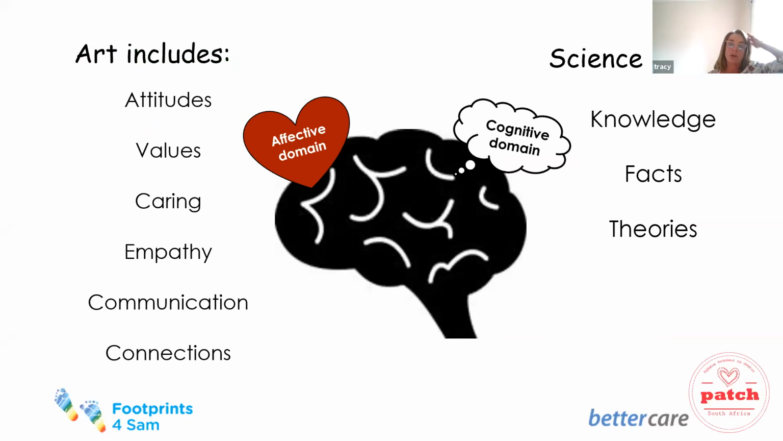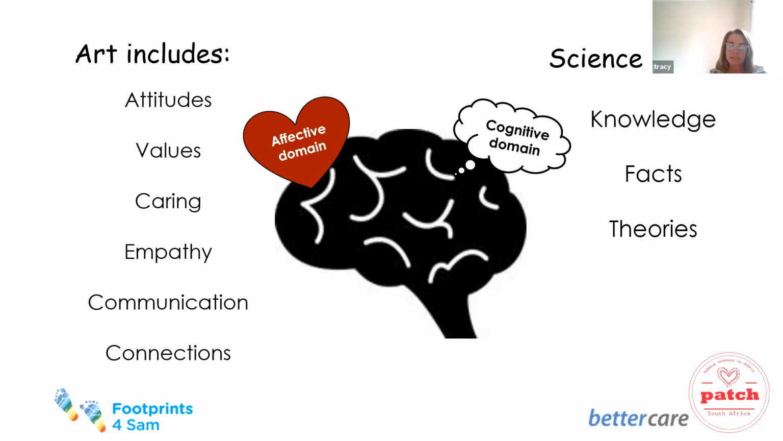And when we have a look at what science and art is, we think of the domains, how we learn. And when we look at what art includes, this is the affective domain. It's our area of feeling, thoughts, emotions. And these include attitudes, our values, how we care, empathy, communication, and connections. And the science aspect of it includes our knowledge, facts, and theories. And we know that is our learning area, the cognitive domain. And it's important in palliative care that this is what we need to be able to offer. This is how we provide palliative care.